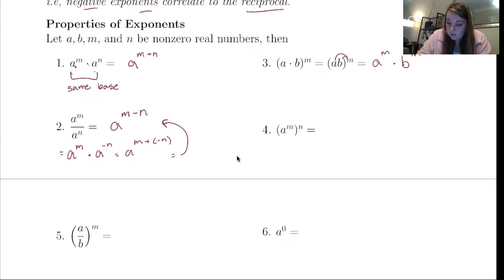Now I have one base and two different exponents. I'm first going to raise a to the m, and then I'm going to take that quantity and raise it to the n. If we think about the definition of what the exponent is, that would be a to the m times a to the m times and so on, however big n is, n times.